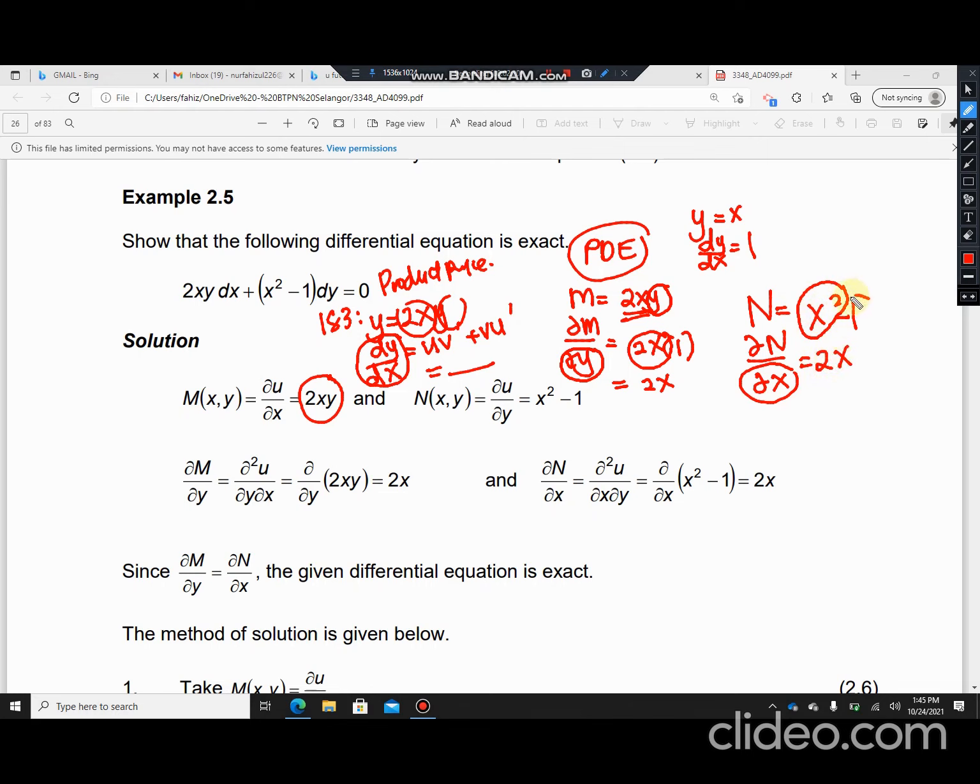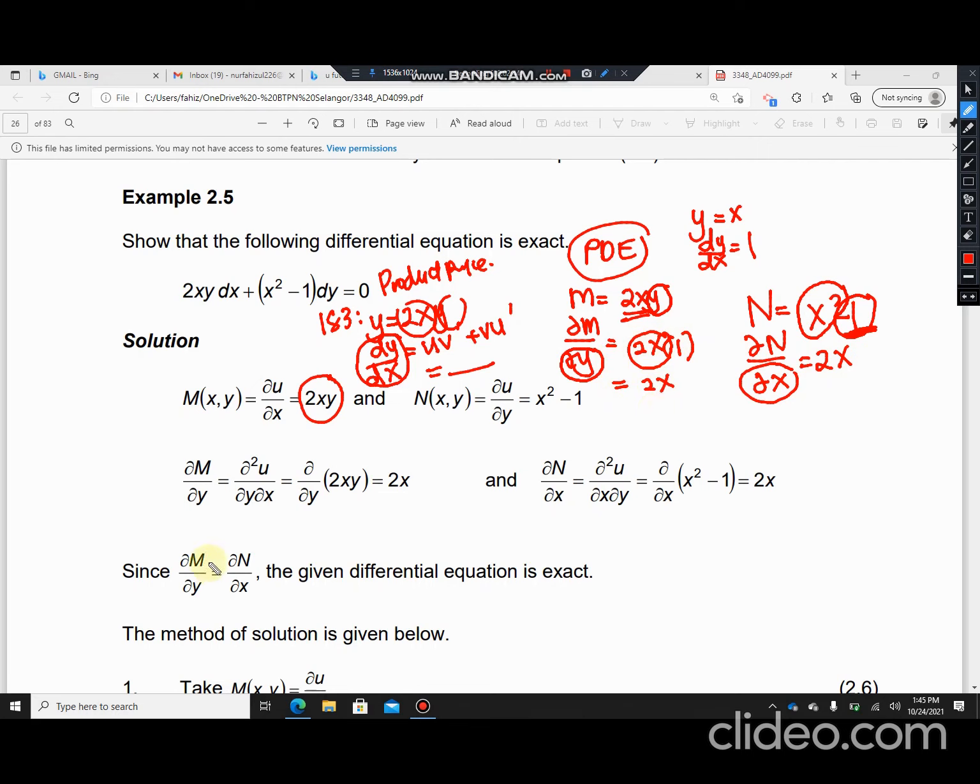Okay, tapi kat sini dia dah hilang sebab minus 1 is a constant. So, bila constant, dia akan jadi kosong sebab dia tak ada x. Function yang tak ada x, dia akan jadi kosong kat sini. Okay, so your answer here, delta N, delta x is 2x. And then delta M, delta y equals to 2x. Okay, so dia nampak tak?